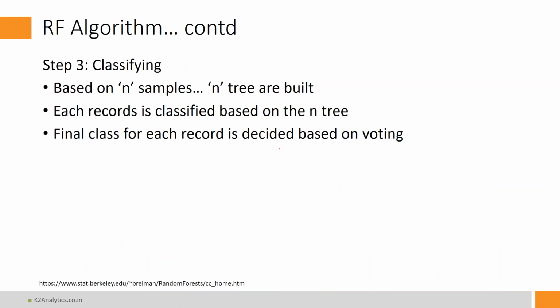Third step, based upon the N samples, N trees are built. Each record is classified based on the N trees, and the final class of each record is based on voting. And in case we want probability, the final probability of each class for each record is based upon average.